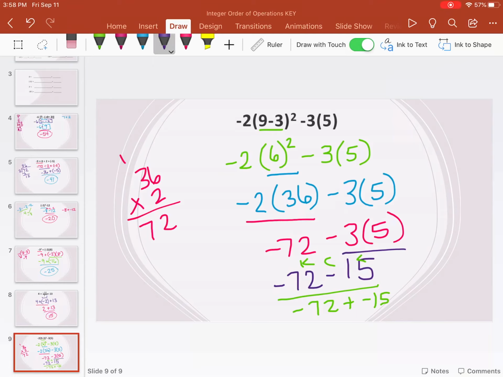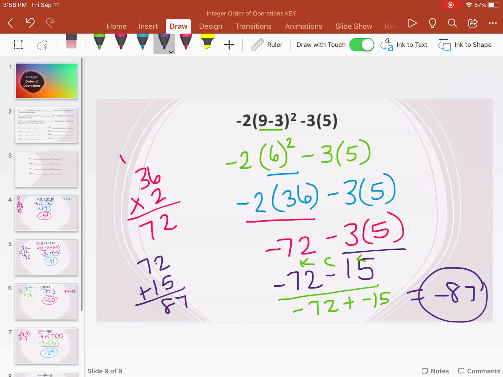That makes it negative 72 plus negative 15. Same signs, add and keep. So if I add 72 plus 15, that's 7, that's 8, I get 87. They're both negative, so negative 87 is my answer. And that is it.